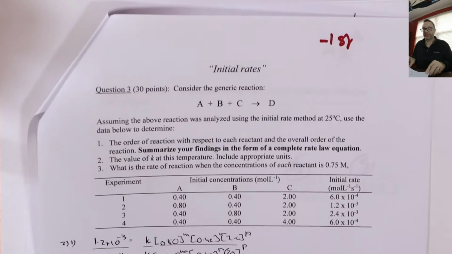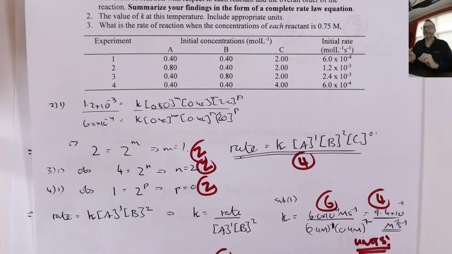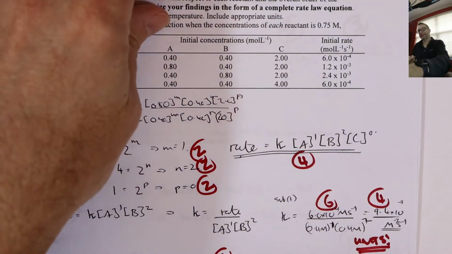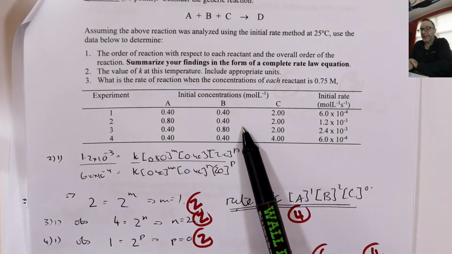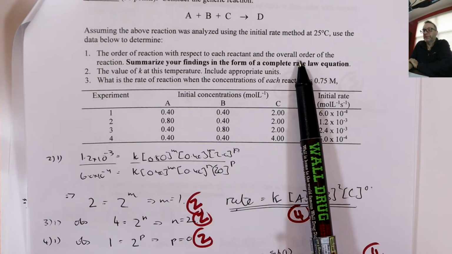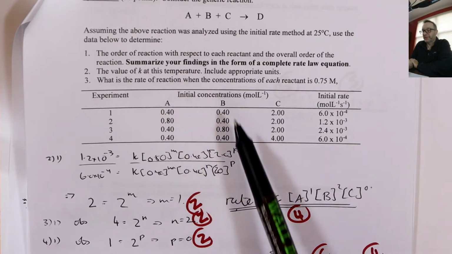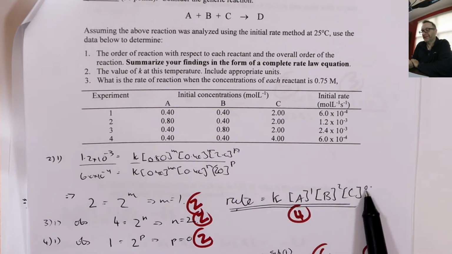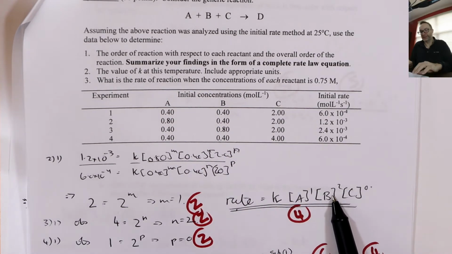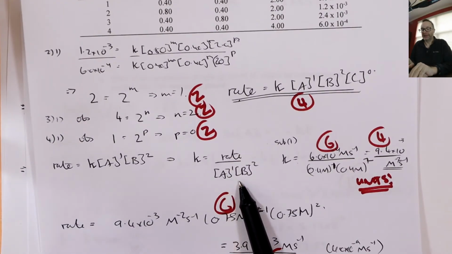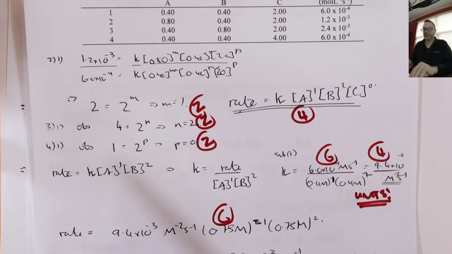Initial rates, on the whole, was really well done. I did a combined method here. We're asked a bunch of things. There's our data table. Find the rate of each, find the order with respect to each one. Summarize that in terms of a rate law expression, or rate equation. Find k with units, and then find the rate under specific conditions.